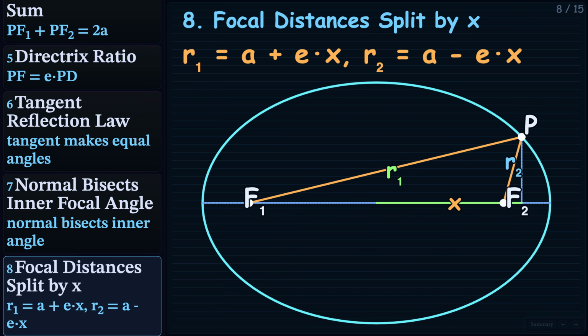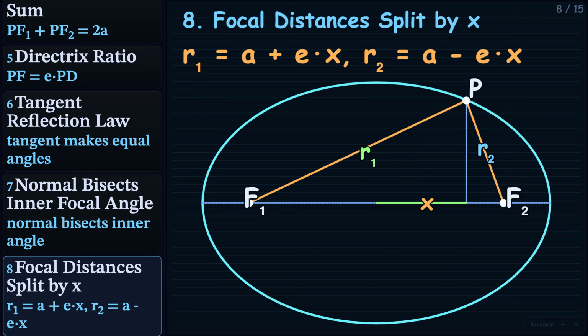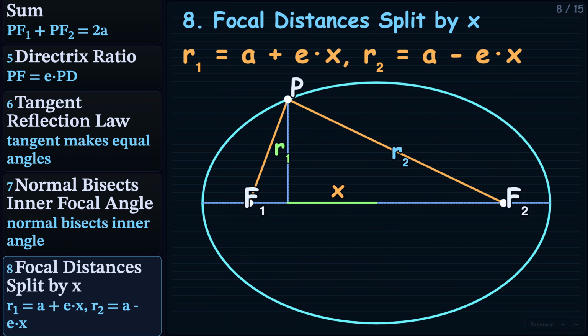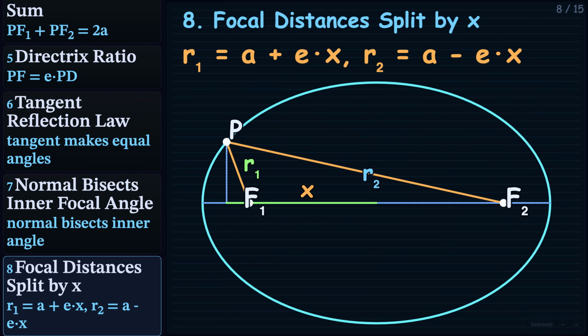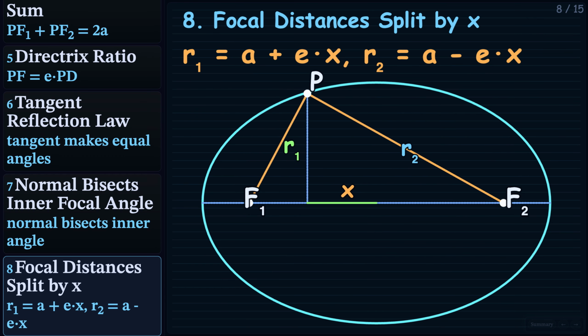Number 8 out of 15. Focal split by x. The two focal distances split as r1 equals a plus ex and r2 equals a minus ex. Proof hint. Combine the constant focal sum with the coordinate difference coming from the focus offset.